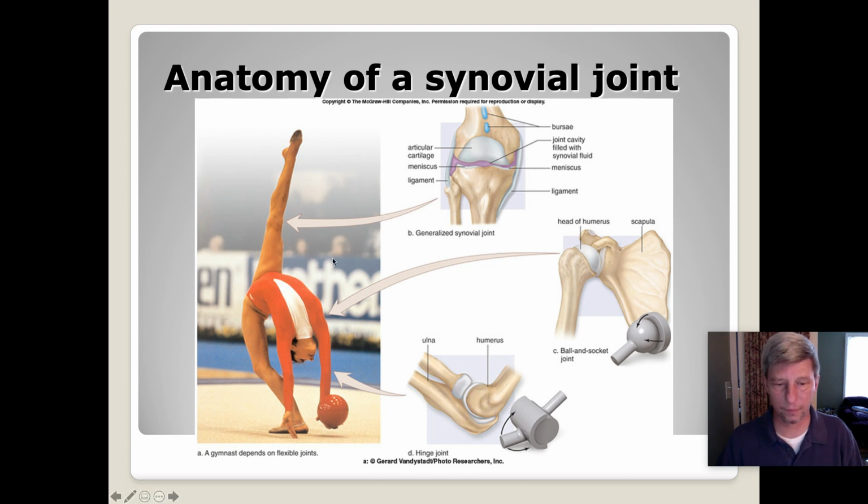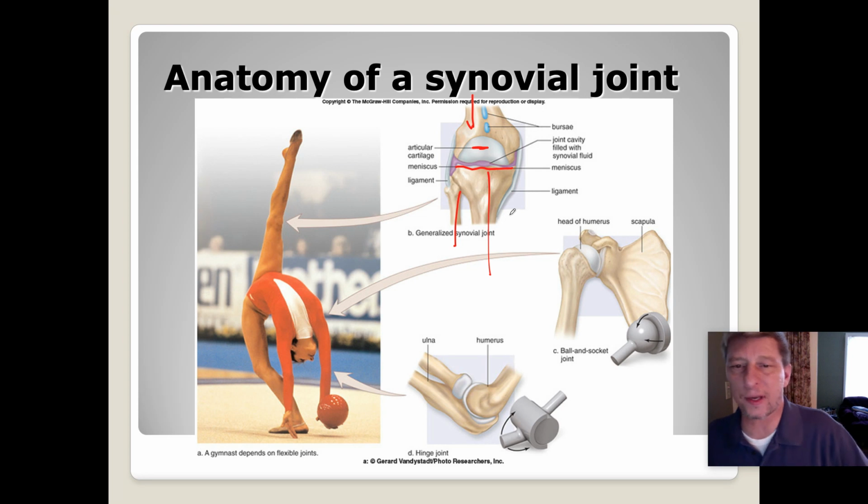So you can see a long bone up here and a long bone down here, another long bone here. And so this whole area represents a synovial joint. You can see the articular cartilage, that's this stuff in here. A small meniscus, which is a fluid-filled sac sitting in here, and then a joint cavity, which is an area filled with synovial fluid.